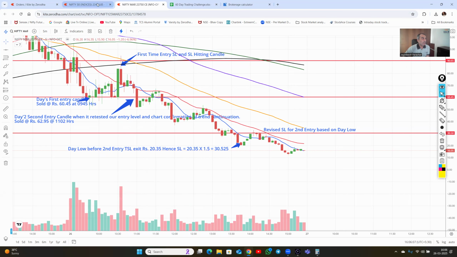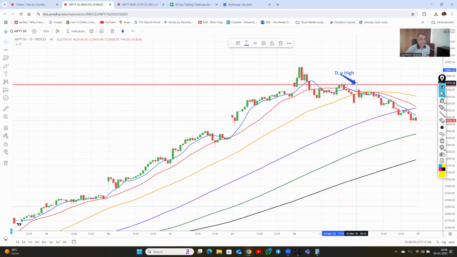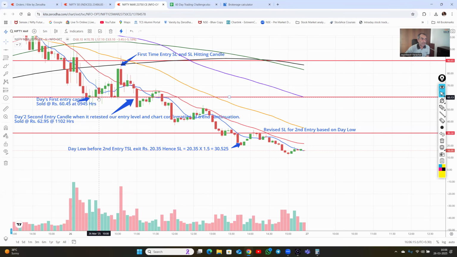As per the rule, if the day high is not breached, and if the premium comes back to the same level at which you sold in the first instance, we take the second entry for the day. In the same strike price, if it touches the same price, we take the entry. But this time we will not keep the 50% stop loss. We start with a 40% stop loss, and then for every swing when a day low is made, we move our stop loss to 50% of the day low.